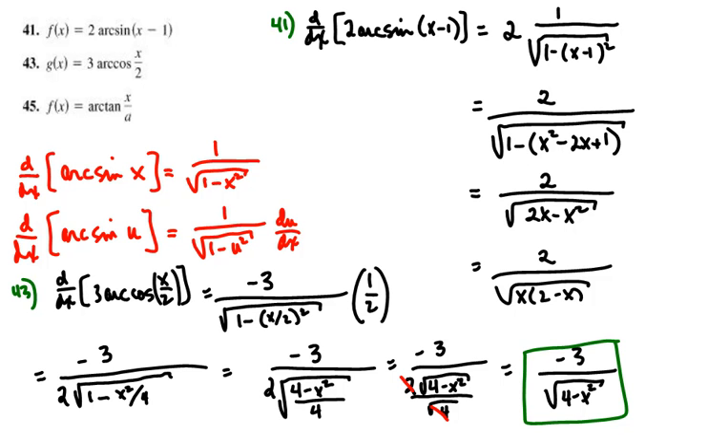So for number 41, we have 2 over the square root of x times quantity 2 minus x, and for 43, we have negative 3 over the square root of 4 minus x squared. We'll go on to 45 in the next video.